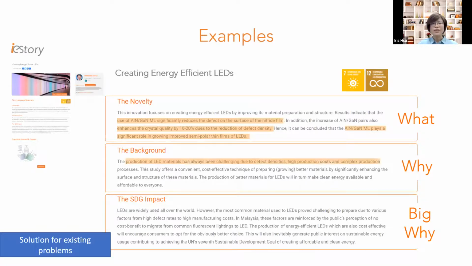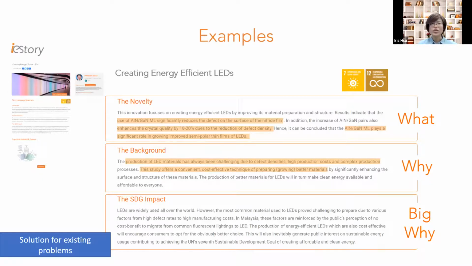Okay, so next is the why part. The why part, if you remember, is the background: why you're doing this research. In this example, it tells us that production of LED materials has always been challenging due to defect densities, high production costs, and complex production. So it addressed the background and why his research and his method are trying to solve this.